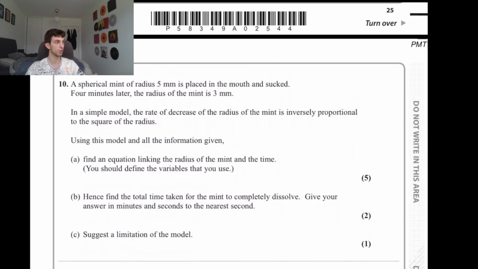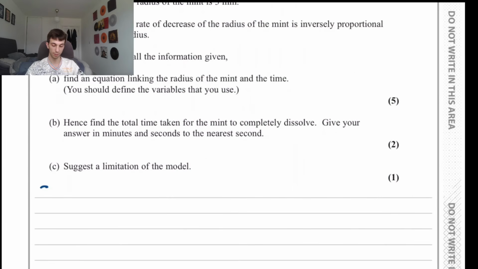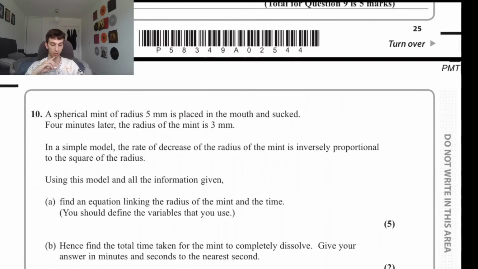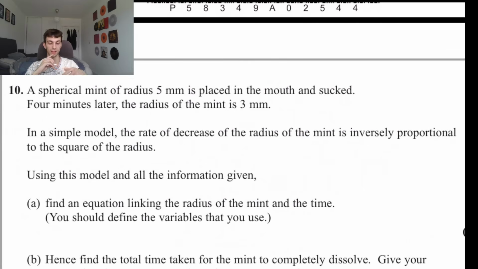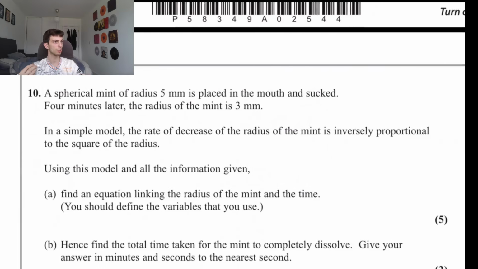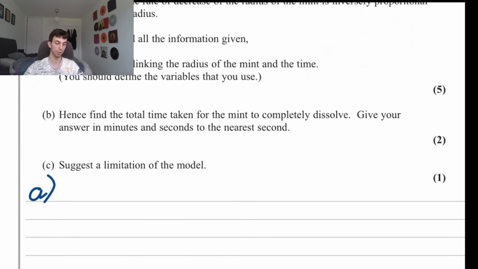Using this model and all the information given, find an equation linking the radius of the mint and the time. So first of all, we have some information. We're told that the radius is 5 at the start, so when the time is 0. 4 minutes later, the radius of the mint is 3 millimeters. So let's just define our variables. As they say, you define the variables that you use.